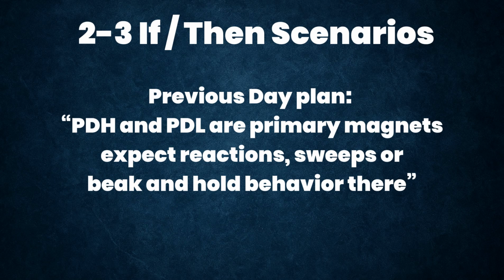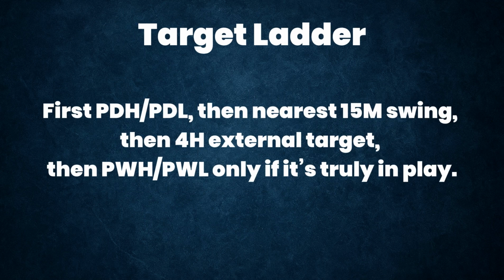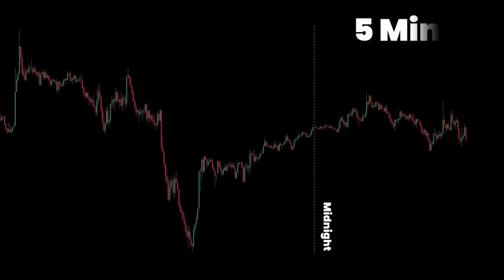Expect reactions, sweeps, or break and hold behavior there. And you define the target ladder. First objective is usually previous day high or previous day low, then the nearest 15-minute swing, then the 4-hour external target, then previous week high or previous week low only if it's truly in play.